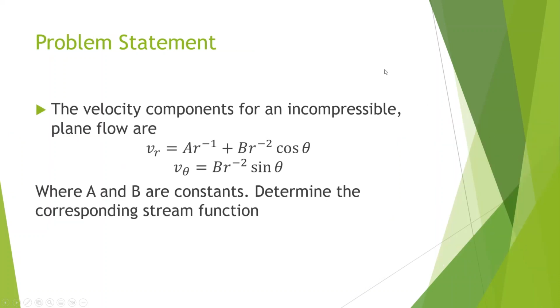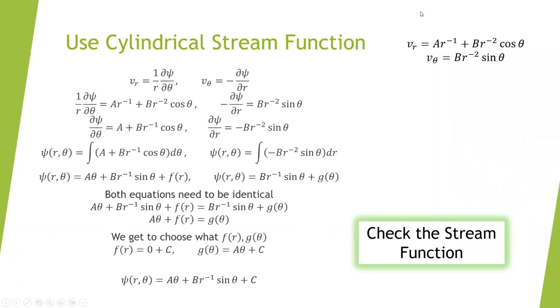So here was the problem we worked on in class. Velocity components for an incompressible plane flow are this stuff. A and B are just constants, they're just numbers, don't worry about them. And determine the corresponding stream function. Okay? So this one's actually pretty straightforward.